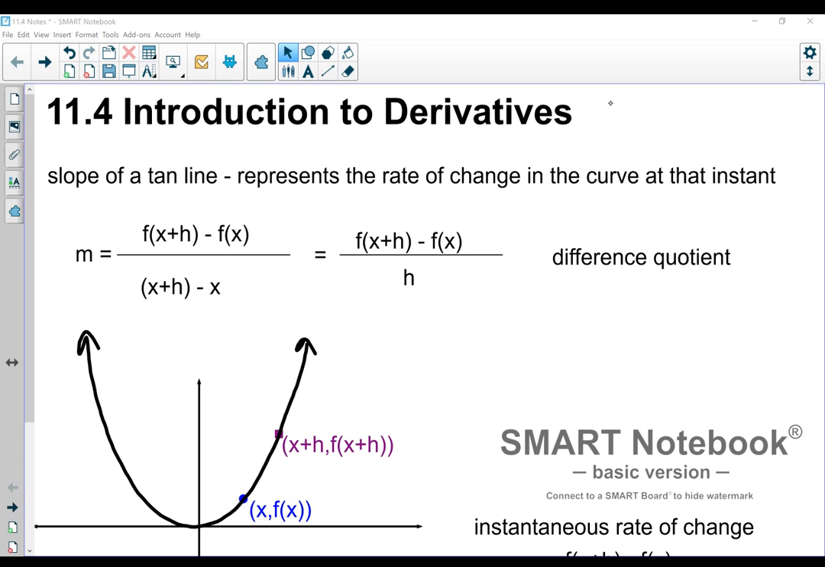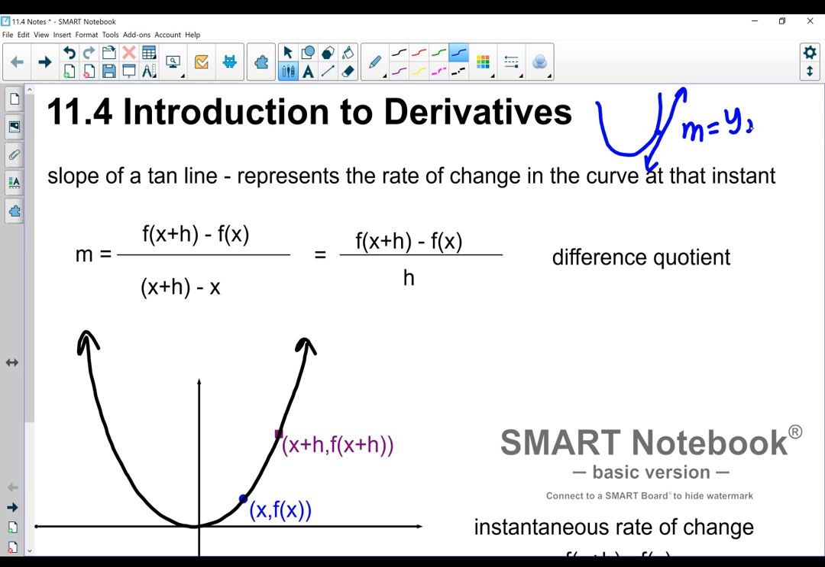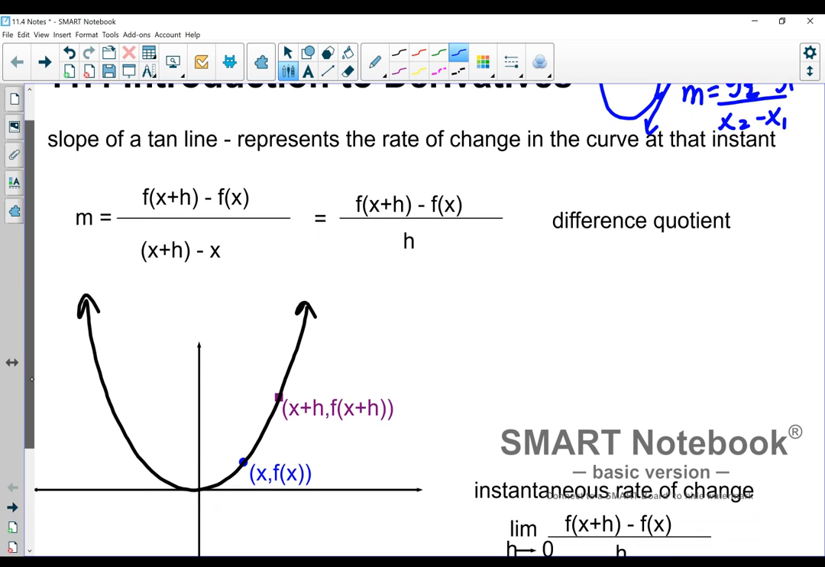So the issue is that if I want to find the slope of a point, I don't have enough information. My slope formula is y2 minus y1 over x2 minus x1. And if I'm just at a point, I don't have a y2 and a y1. So what we do is we use this idea of limits.